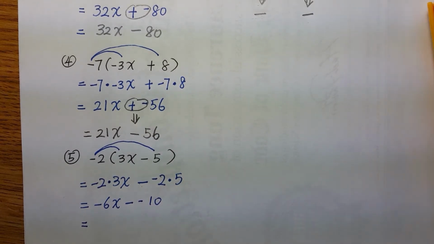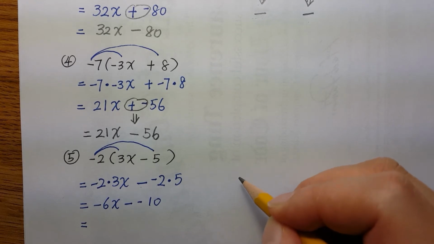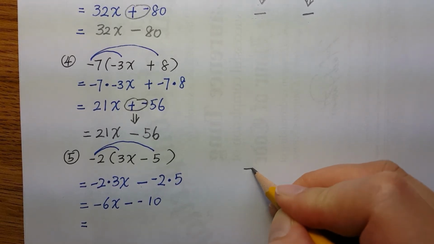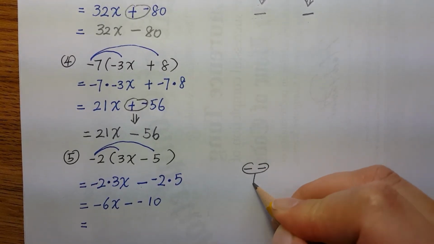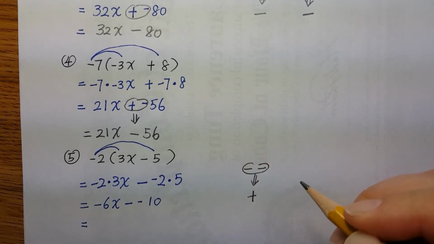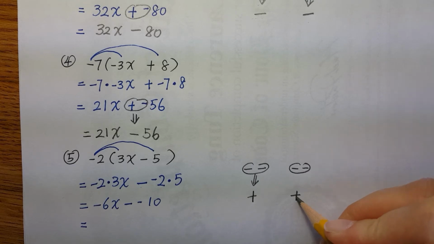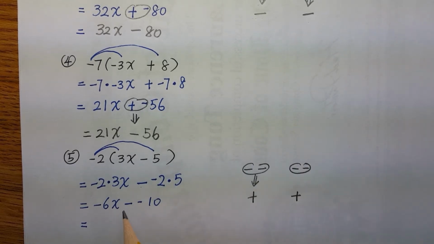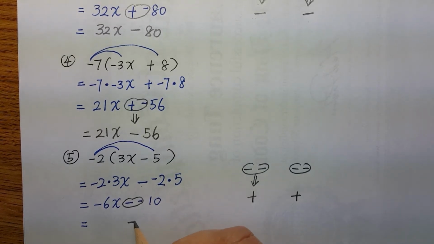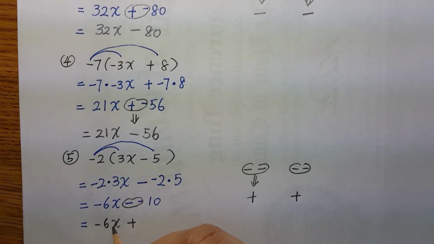Now we're going to refresh our memory about another part that we learned before. If you have a minus and minus together, it turns into addition. Negative and negative together turn into addition, or positive. So over here, if you have a minus and negative, it follows the same pattern. This turns into plus. So therefore, we have negative 6x plus 10 as the final answer.